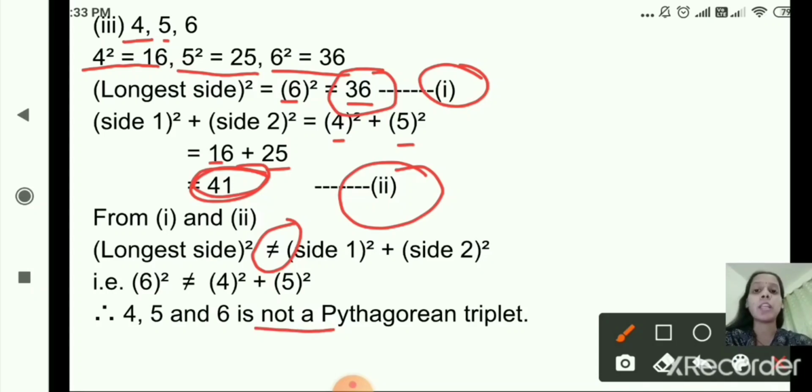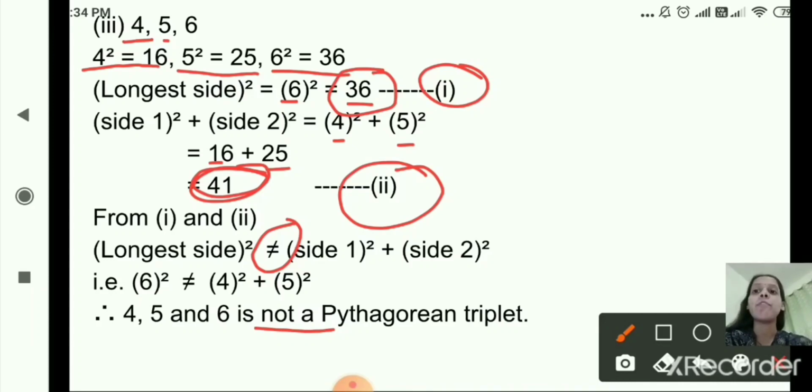Why is it not a Pythagorean triplet? Because what is the Pythagoras theorem? What does it state? Hypotenuse square is equal to the sum of the squares of the other two sides. Now here the hypotenuse is what? That is the longest side, meaning 6 square is 36. And what is the sum of the squares of the other two sides? That is 41. So 36 is not equal to 41, right? Therefore 4, 5 and 6 is not a Pythagorean triplet.